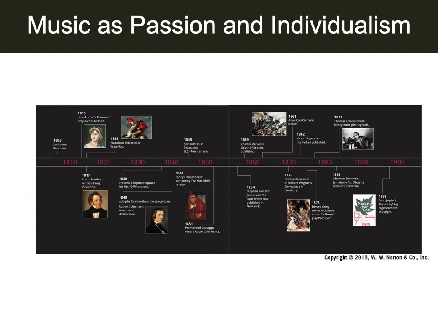1854, Stephen Foster's Jeannie with the Light Brown Hair is published in New York. I dream of Jeannie with the light brown hair. 1859, Charles Darwin's Origin of Species is published. 1861, the American Civil War begins. 1862, Victor Hugo's Les Miserables is published in France, highlighting the extreme polarization between the classes.